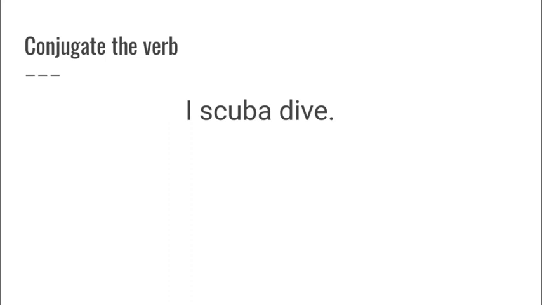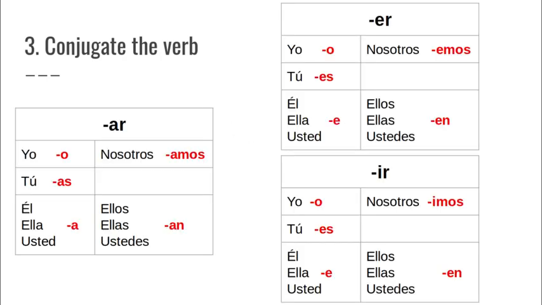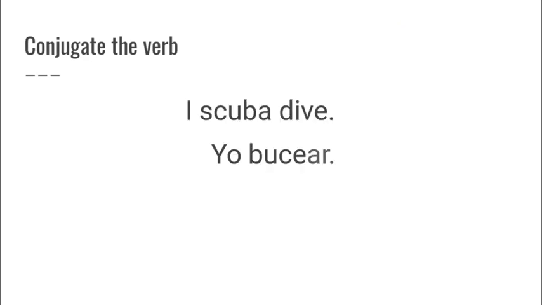So if we wanted to say a simple sentence like I scuba dive, we have that subject. I would be yo. The verb is bucear. And so then to conjugate it, we have to first take off the AR, and then we have to find the right ending. So it's an AR verb, and it's in the yo form. Let's look at our chart. AR, yo form is an O. So we end up with yo buceo. And remember that yo is optional, so we could also just say buceo. That means I scuba dive.